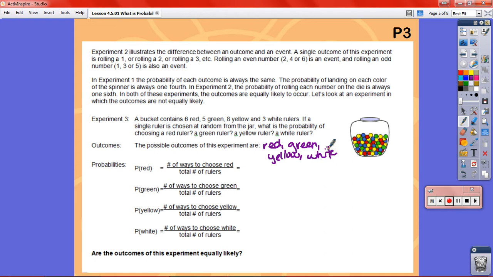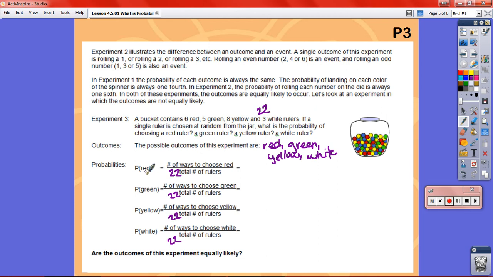So, the probability of getting a red ruler, well, first we need to know what's the total number of rulers, because it doesn't actually say in the problem, but that's something that we can figure out for ourselves. If there are 6 of one color, 5 of another, 8 of another, and 3 of another, we can just add that together to find out how many total rulers there are. So 6 and 5 makes 11, and 8 is 19, and 3 is 22. So that's 22 rulers. So our total is 22. And that's true on all of these, because we're still dealing with the total number of rulers. We're not taking any out or adding any in.